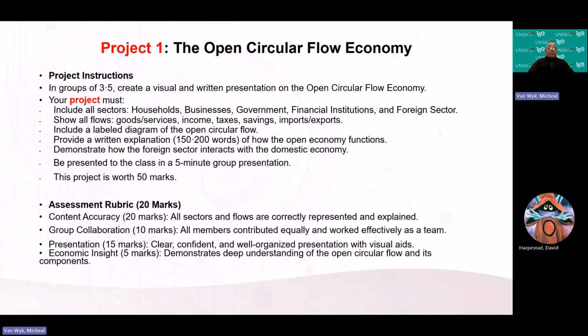If you choose to be the household, you must play the role of the household in this project. If you want to be the government, you say you're the president. If someone is playing the financial institution and says, okay, I am the governor of the Reserve Bank, then you have to play that role, right? If you're the foreign sector, you say, okay, I will play the role of the USA because we are the biggest partner with the USA in this open economy, or the open circular flow, or this market economy.